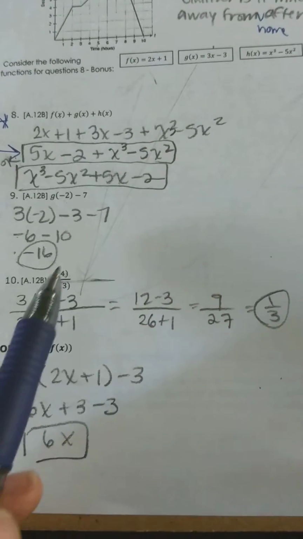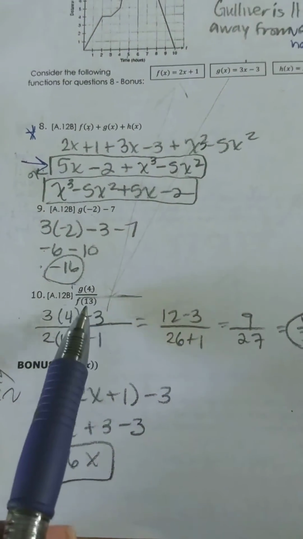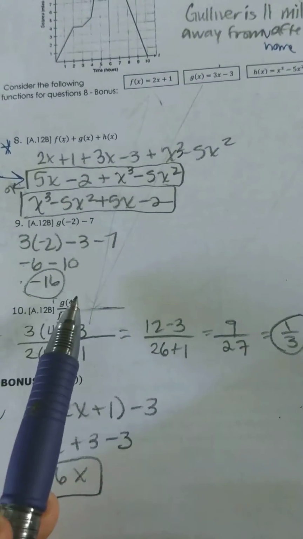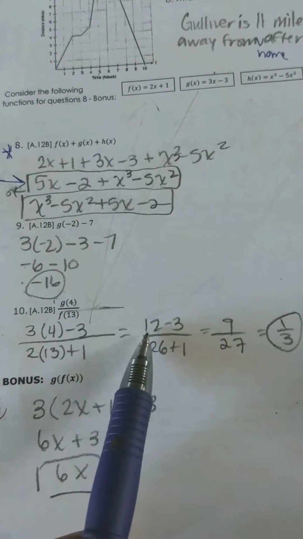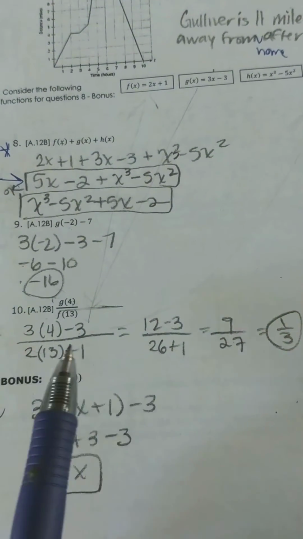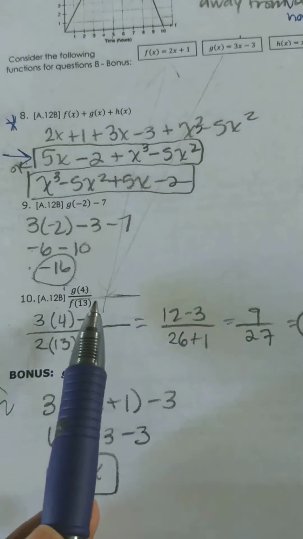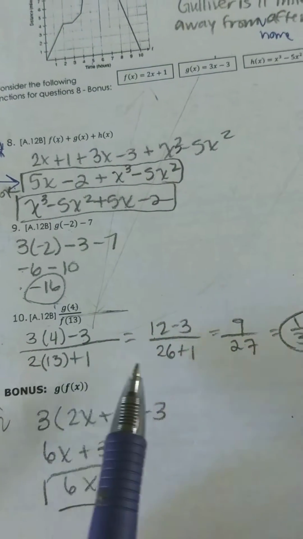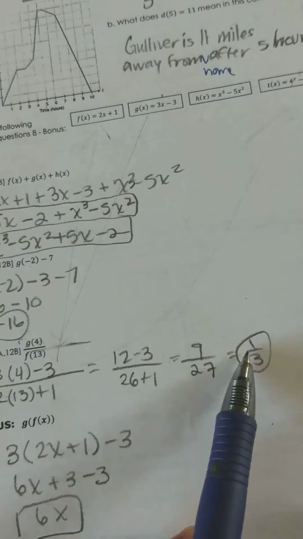On this one, just because it was a fraction didn't really mean anything, you still had to solve them separately. So g of 4 is still the 3x minus 3 function. We substitute 4 for x, and we get 3 times 4 minus 3, which gives us 12 minus 3, which gives us 9. And then the f of 13, which is 2x plus 1, we substituted 13 for that, and we got 2 times 13 plus 1, 26 plus 1, 27. 9 over 27 is 1/3.